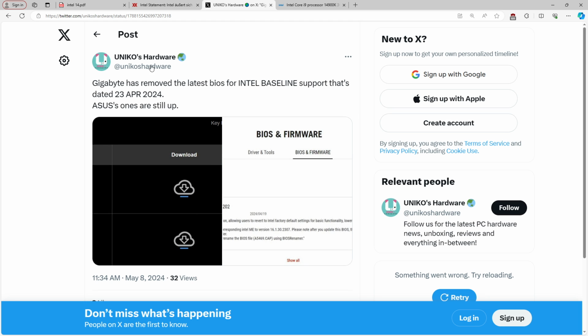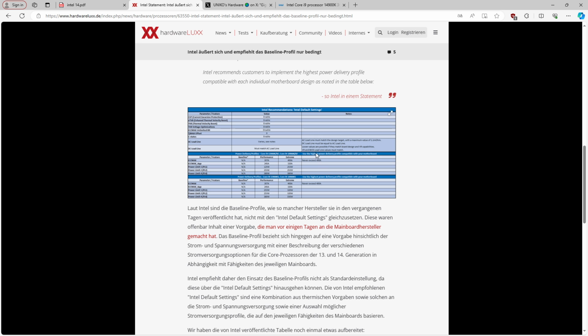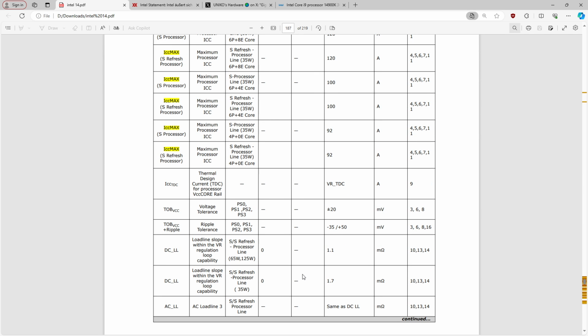Asus hasn't, because technically the Asus one doesn't directly, I'm not seeing what in the Asus Intel baseline profile would be in conflict with this table or the old specifications.